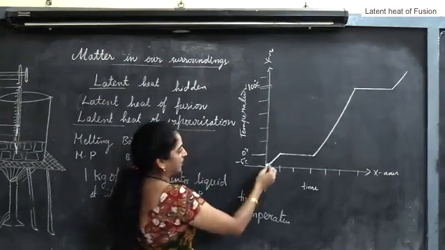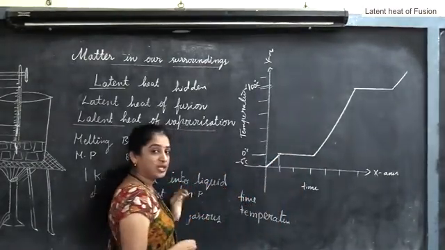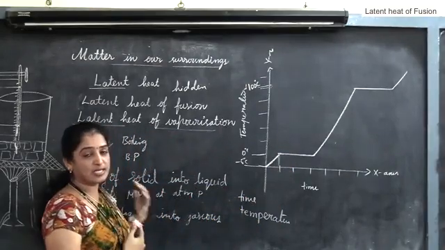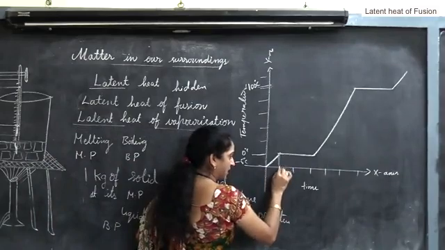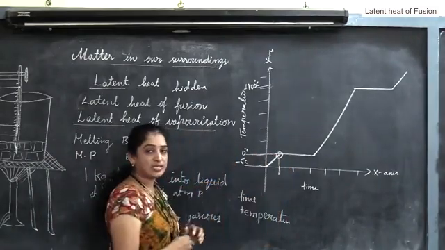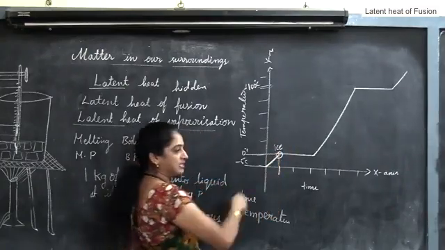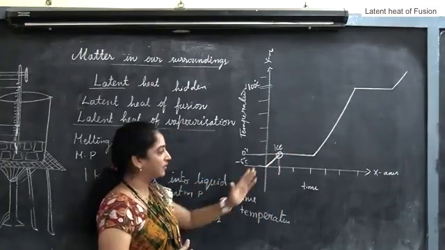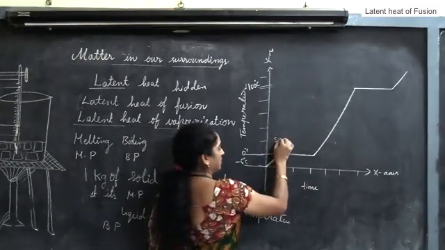See here, it is 0 degrees centigrade. At 0 degrees centigrade, what is the state of the substance? Here, ice is in the solid state. Here it is just starting to convert from solid state into liquid state, water. Here, solid state.